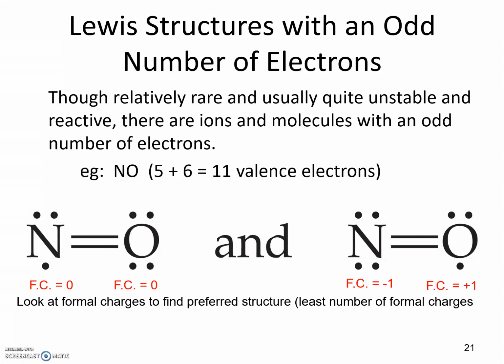Okay? So then between that, we've got this version right here that minimizes formal charge. This one that has, so these formal charges are 0. This one has formal charges. So obviously this over here is the better Lewis structure.